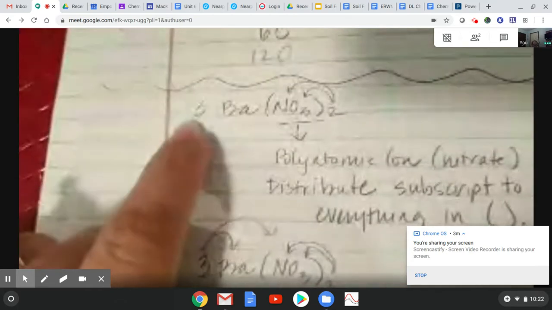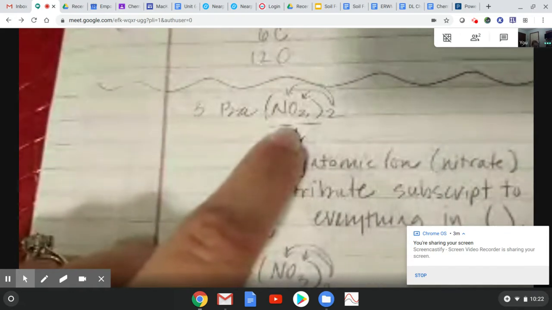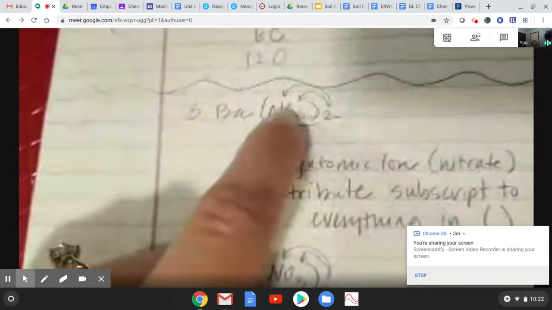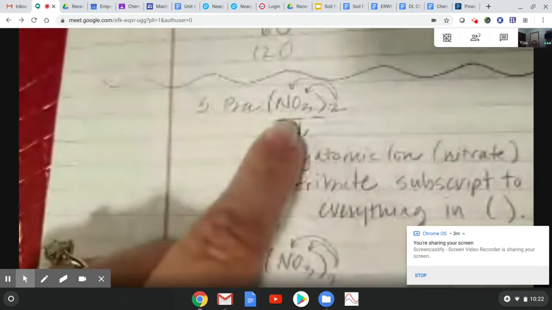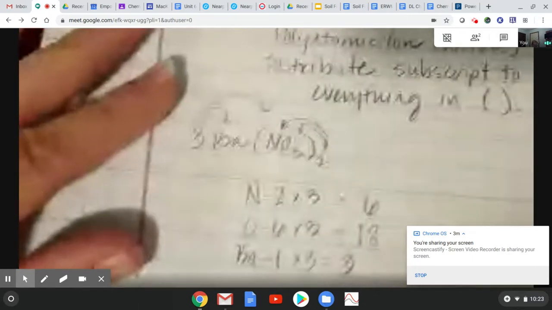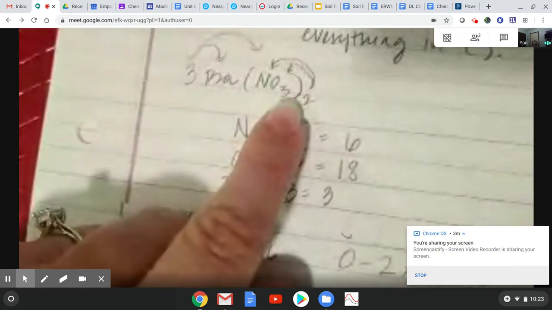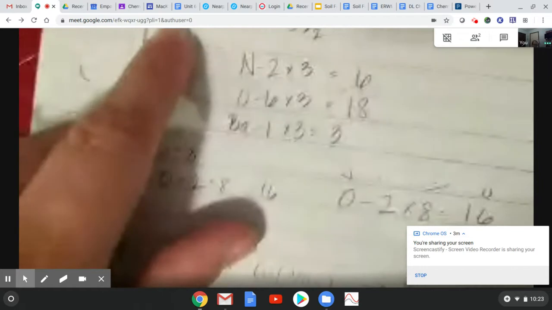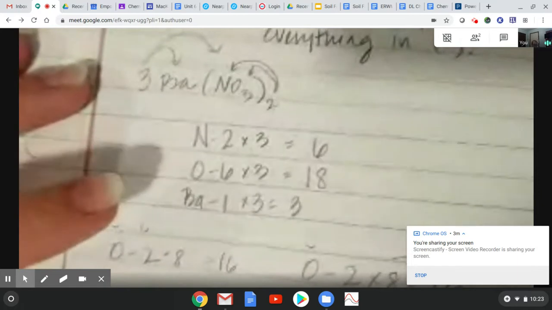And so we're going to ignore that 3 for just a minute. Right now, I'm just going to look at what's in the parentheses, and the subscript behind it is going to get distributed to everything inside the parentheses. So it won't get distributed to the barium, but it will get distributed to the nitrogen and the oxygen. So if you're figuring out your total number of atoms that you have, just ignoring the 3 for right now, you have 2 nitrogens, 6 oxygens, and then 1 barium. And then you will distribute that 3 to everything. And that's how I get the totals of 6 nitrogens, 18 oxygens, and 3 bariums.